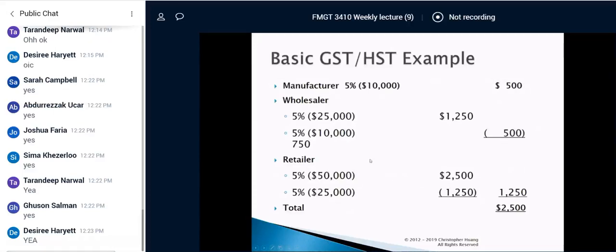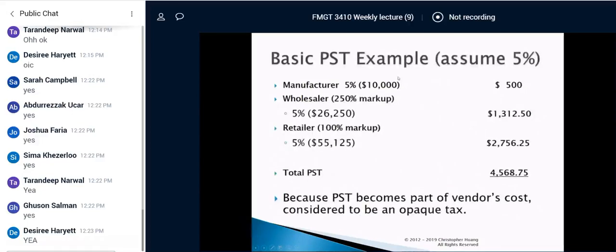So as a consumer, you're going to pay a higher end price because effectively at every stage you're paying tax on tax, right? PST is being charged on top of PST that was previously charged. So because of that, you end up paying a higher amount of tax.